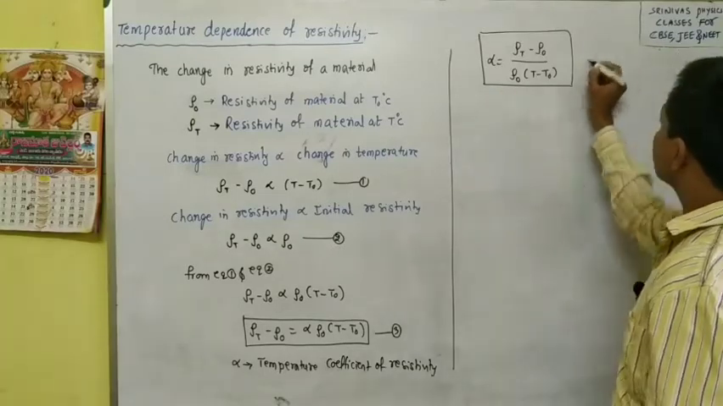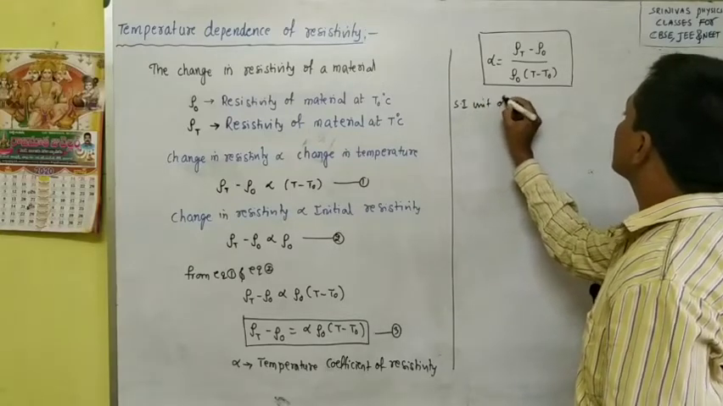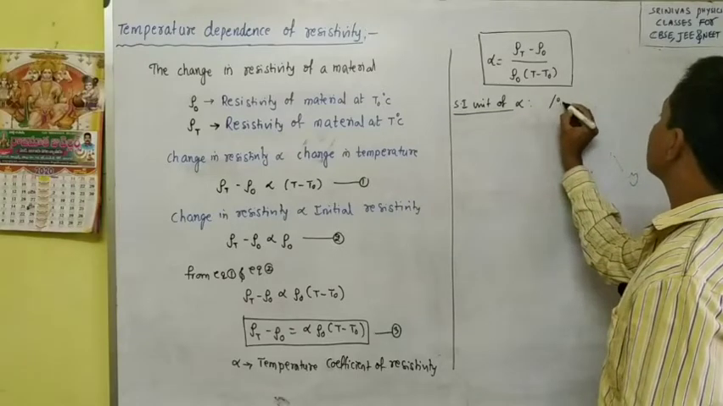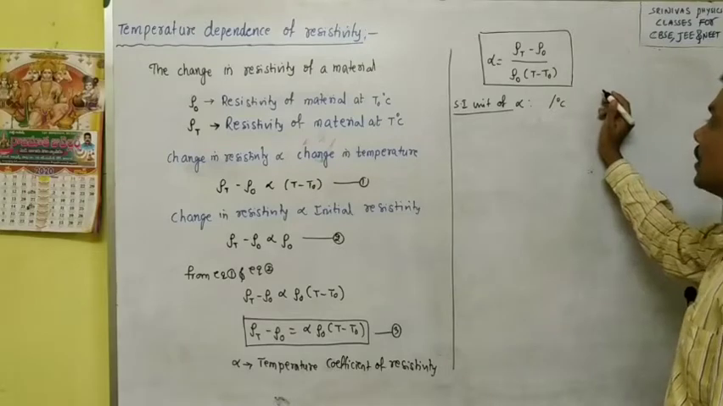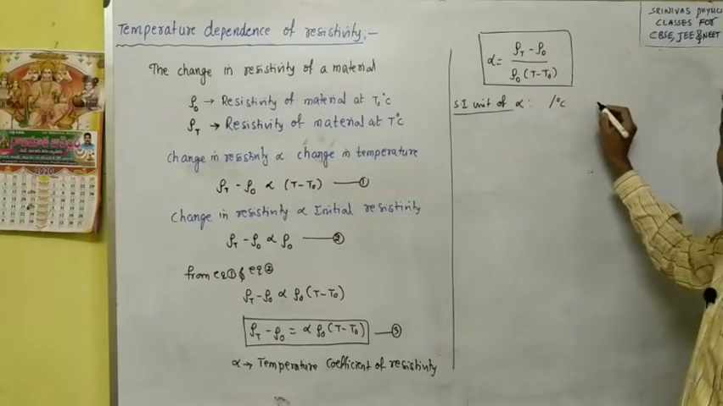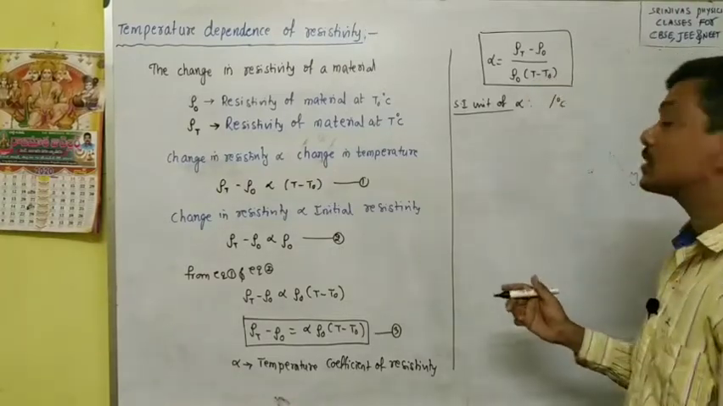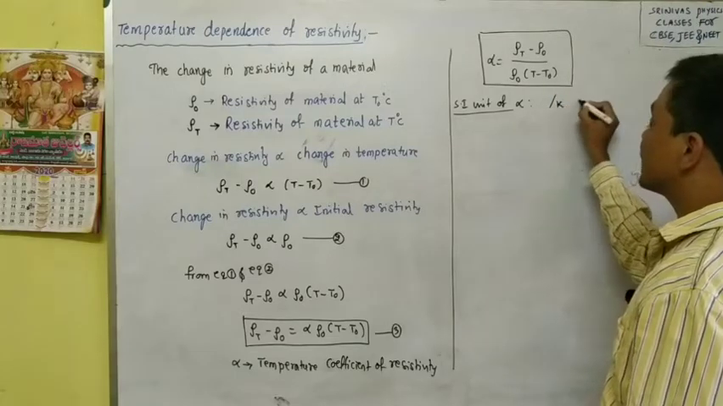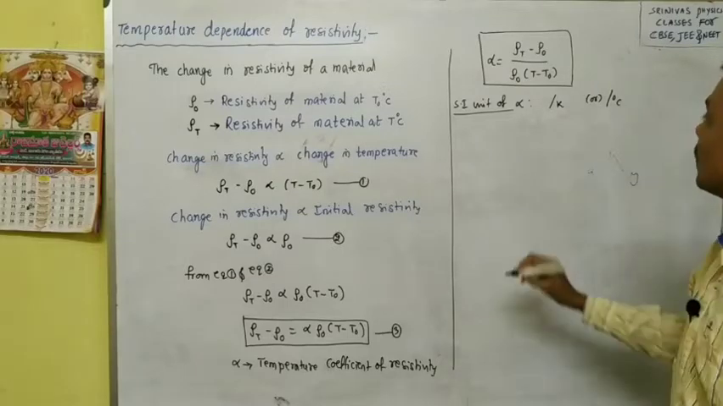The SI unit of alpha is per degree Celsius, or per Kelvin. A change in temperature in degrees Celsius equals the change in temperature in Kelvin, so we can write per Kelvin or per degree Celsius.